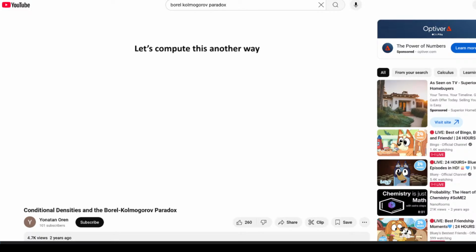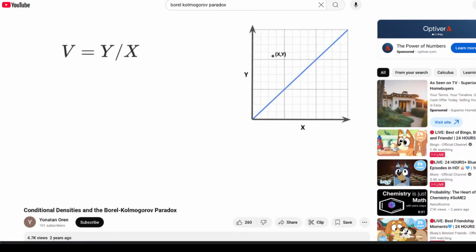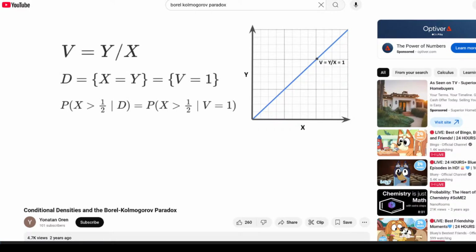Now, let's do this computation one more time, but another way. I know what you're probably thinking, but I promise it'll be worth it. Previously, we defined the diagonal as the event that the difference between the x and y coordinates is 0. This time we'll define the diagonal as the event that the ratio of the coordinates is 1. Notice that this is a completely valid way to specify the points on the diagonal, and the two events u equal to 0 and v equal to 1 are exactly the same, and both are equal to D.